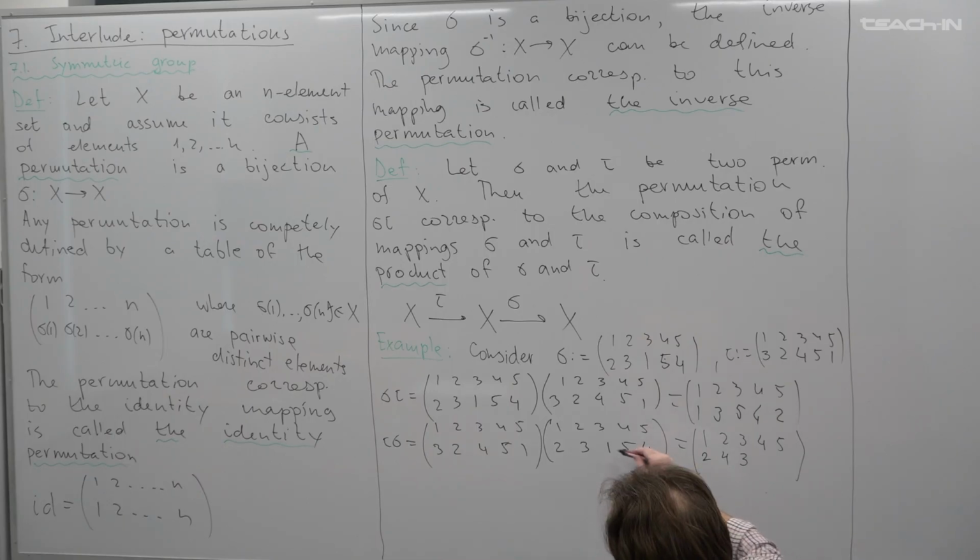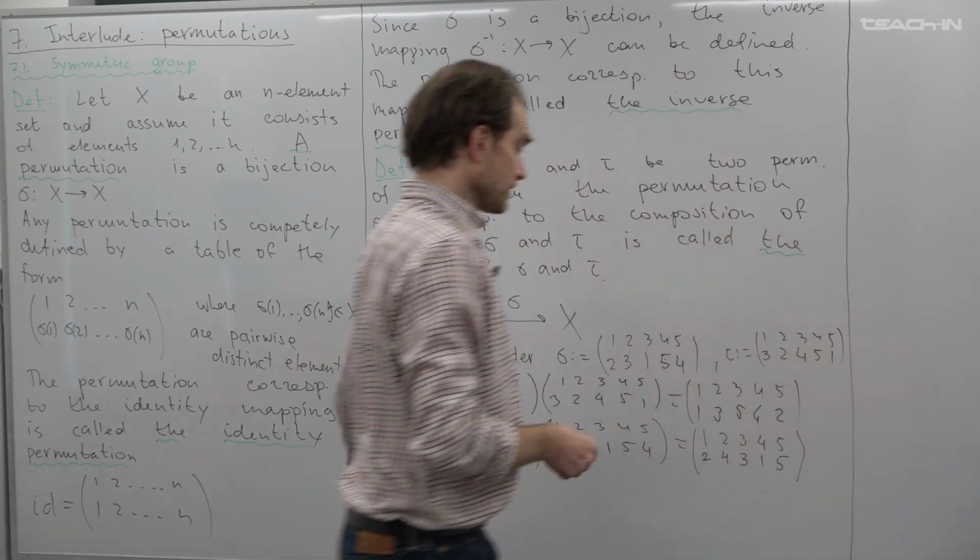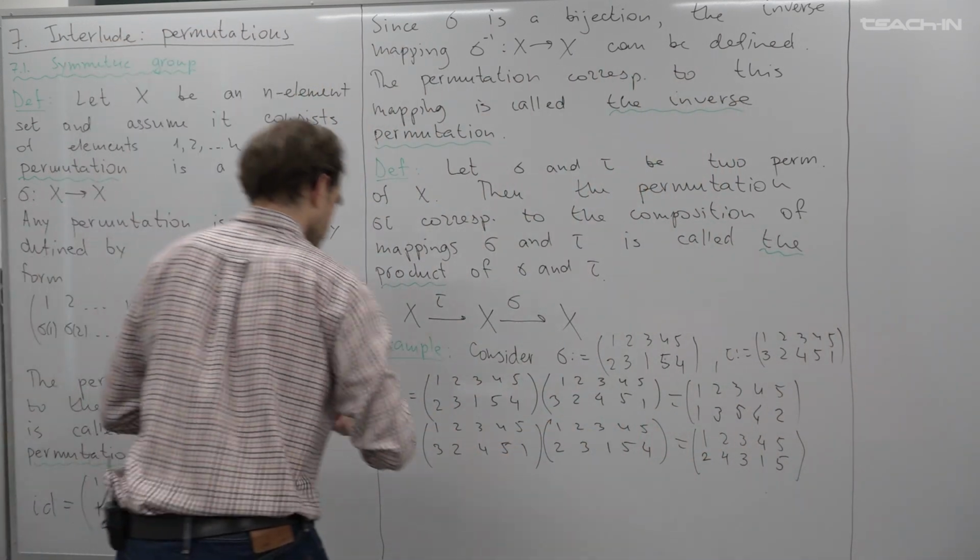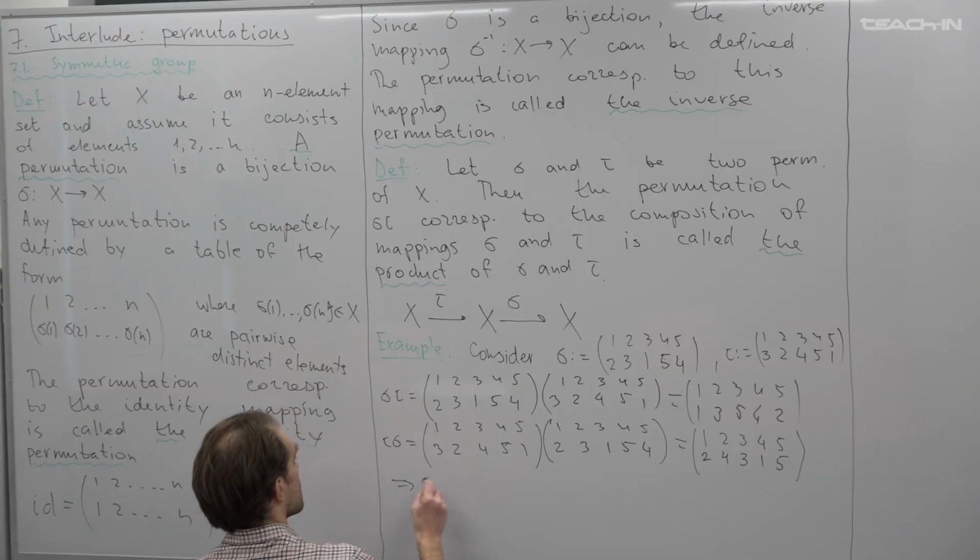Okay, so 4 goes to 5, 5 goes to 1. We get 1, and 5 goes to 4, 4 goes to 5. 5 is also a fixed point. So we see that these permutations are different. So in general, the operation of multiplication of permutations is not commutative.